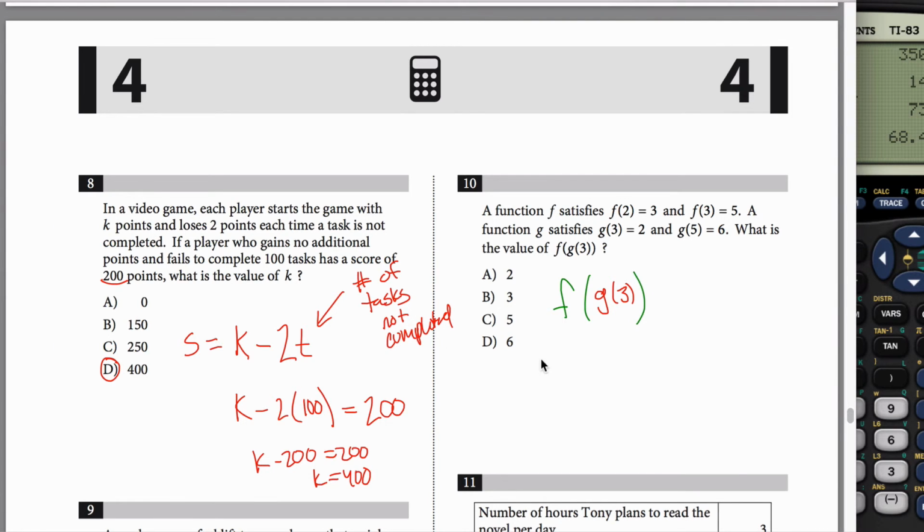Well, g of 3 is given to me in this problem. All right, g of 3, it tells me right here, is equal to 2. So really all this question is asking me to do is figure out what is f of 2. Well, guess what? That's given to me in the problem as well. F of 2 is given to me to be equal to 3. So the answer to this question is 3. They give you a bunch of information that you don't need, that you're not asked for in this problem. The key to function composition like this: work from the inside and replace as you go out.